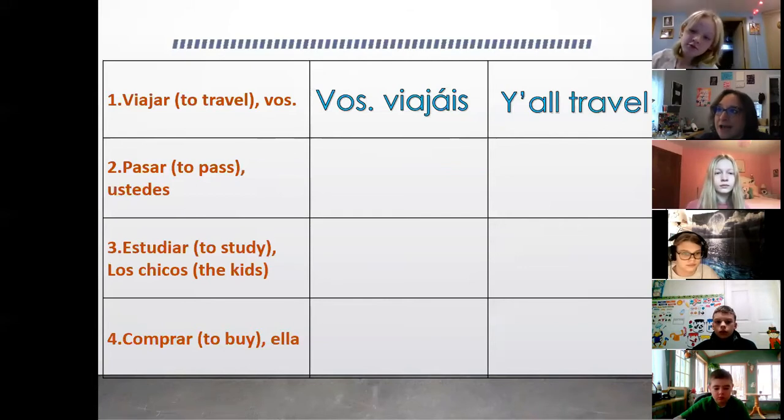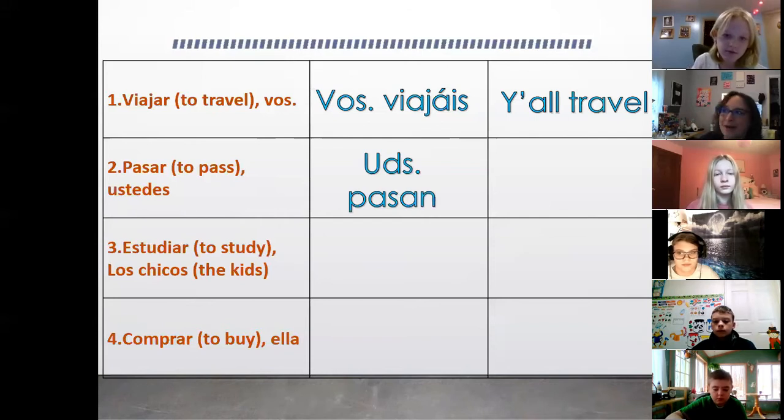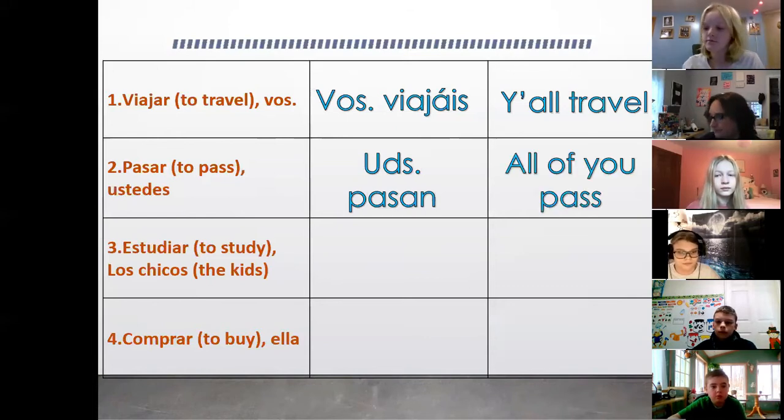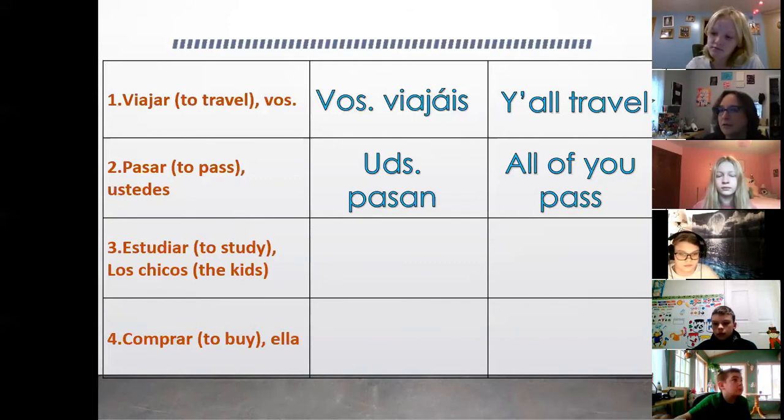Number 2, pasar is your infinitive. It means to pass, and you're doing ustedes, which is third person plural, so bottom of the chart on the right side. So you say ustedes pasan. Ustedes pasan. And the English of that then would be all of you pass. You can also use that for to spend time. Pasamos con amigos. We spend time with friends. Literally, we pass the time with friends.